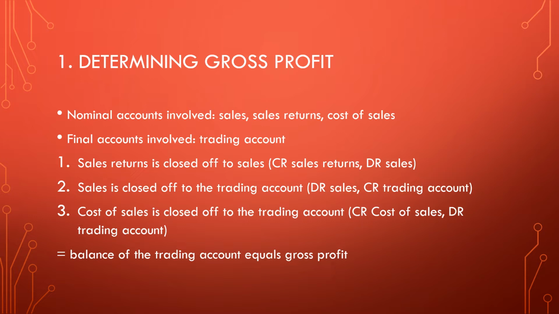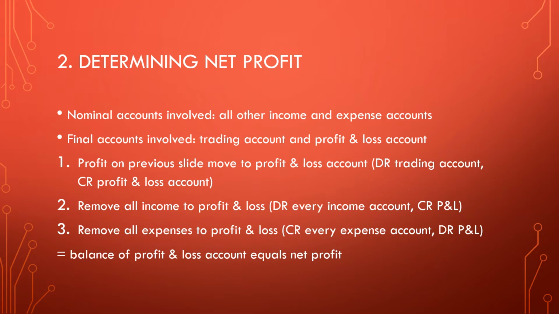The first step that you do is you take sales returns and you close it off to sales, to get a more accurate sales figure. Then you take your sales account and you close it against the trading account, and you do the same to cost of sales. Balance the trading account. That balance is your gross profit. That's step number one in a bit more detail. You take that gross profit and transfer it over to your profit and loss account. And that's what step number one over here is all about.